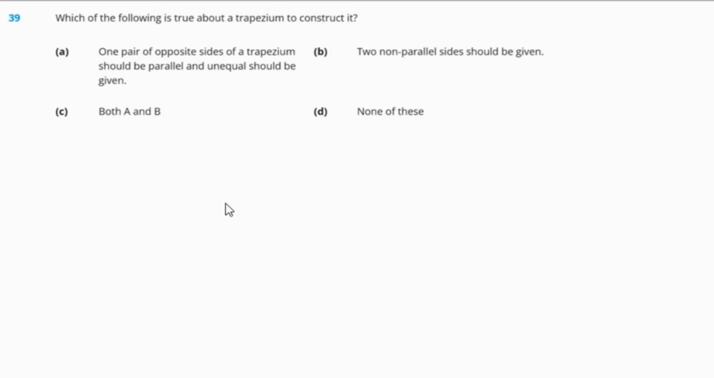Okay, that is not the case, because if diagonal is also given to us, we will be able to make it. Two non-parallel sides should be given. It's also not necessary. Okay, so none of these should be the correct answer for this.